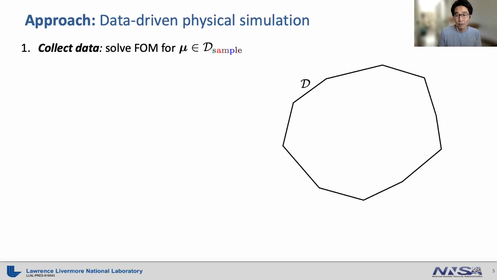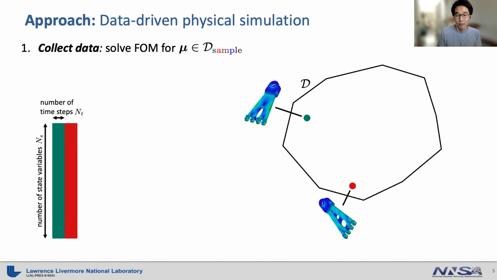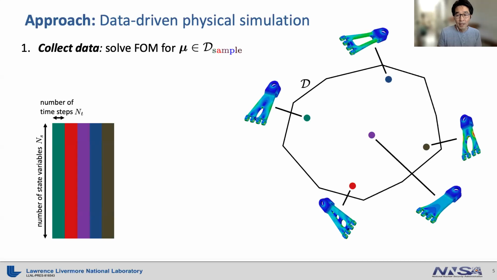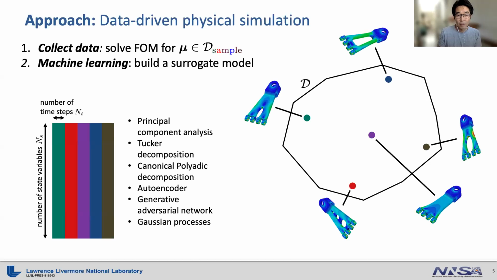Then you collect data by solving the full order model for several sample points, right? Then you apply machine learning techniques to build a surrogate model. Various machine learning techniques are available, as listed here: principal component analysis, Tucker decomposition, canonical polyadic decomposition, autoencoder, generative adversarial network, etc. So as you can see, various surrogate modeling types are possible, but depending on how much you incorporate physics law in your surrogate model, it can be intrusive or non-intrusive.